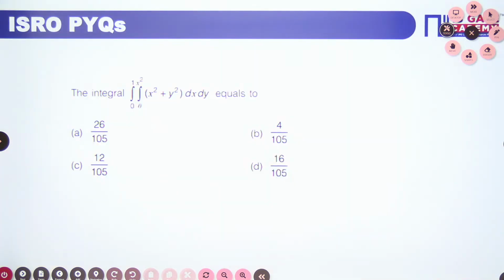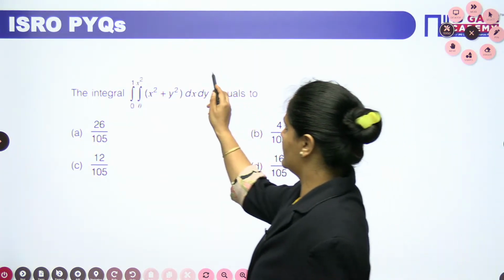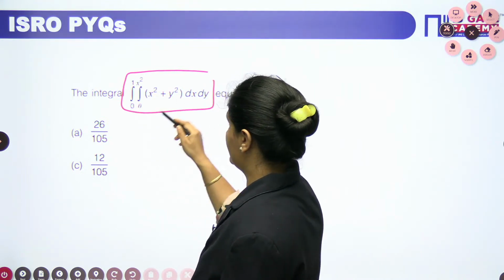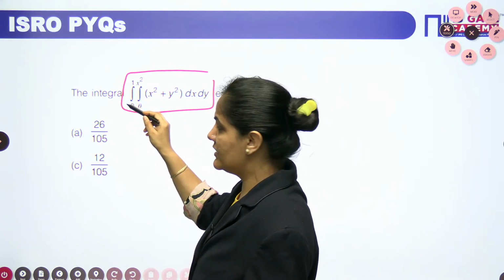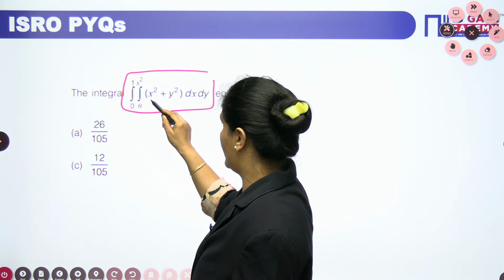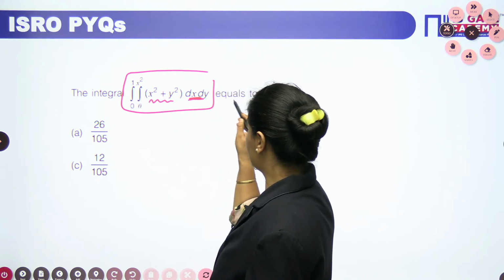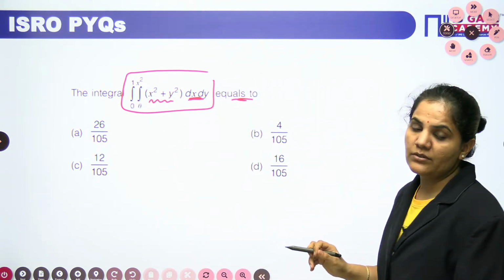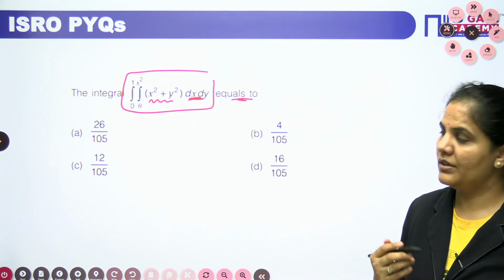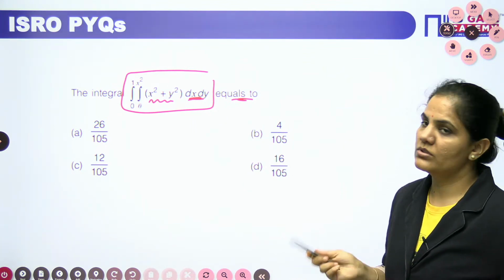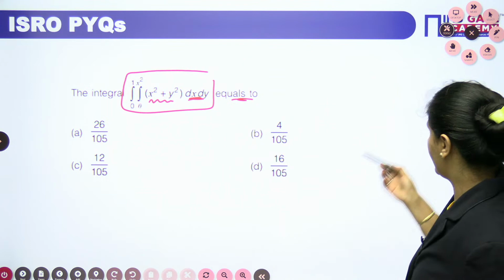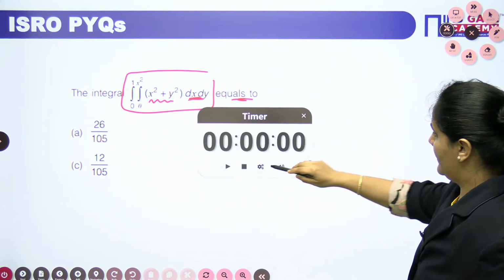Let's go with, wow, this is a good question from integral calculus. It is asking about the double integration, first limit 0 to 1, second limit 0 to x square plus y square, dx dy equals to. So we need to use double integration here. It is totally up to you whether you want to use double integration or solve it otherwise. This is a very good question.